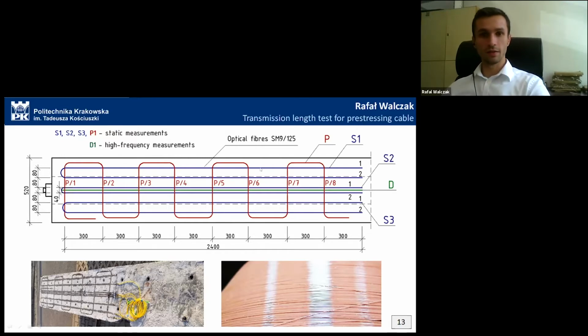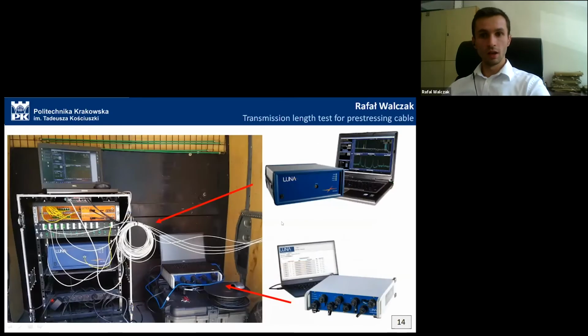As fibers, standard telecom optical fibers SM9 were used, which were glued to the surface with epoxy resin. Of course, the optical fibers were connected to an optical backscatter reflectometer and an optical interrogator for the high-frequency measurements.